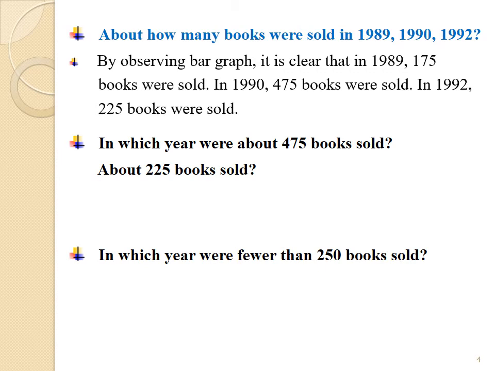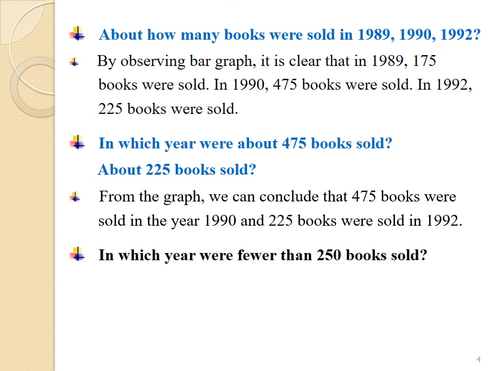Now, question number 2. In which year were about 475 books sold? From the graph, we can conclude that 475 books were sold in the year 1990 and 225 books were sold in the year 1992.